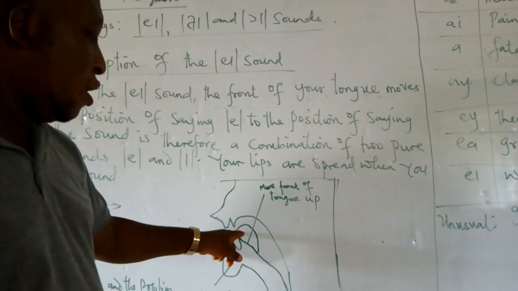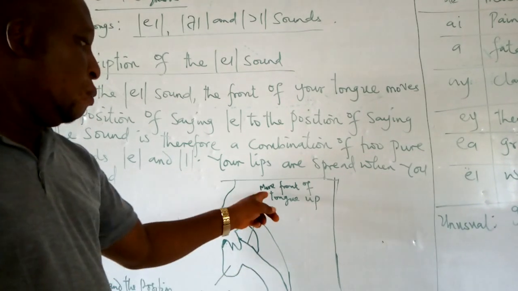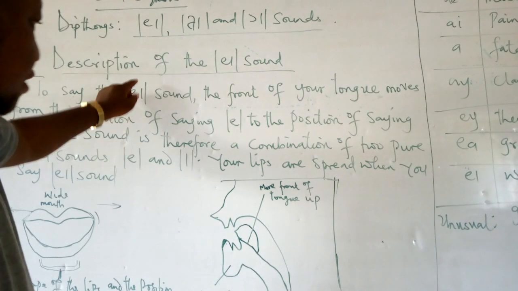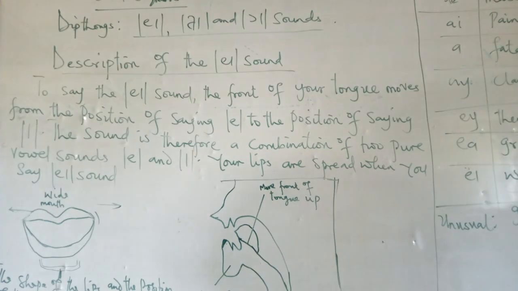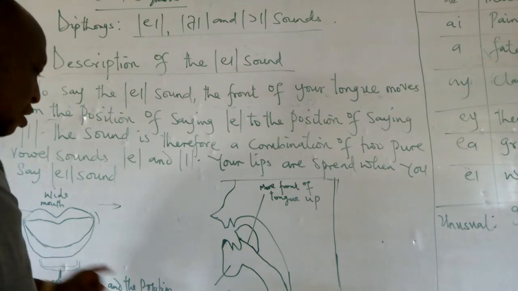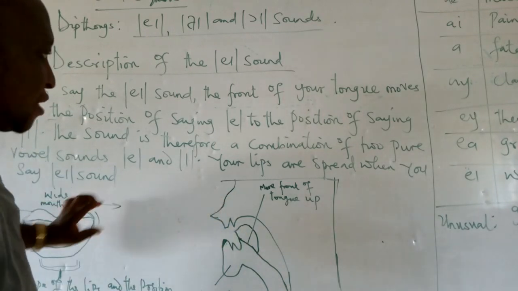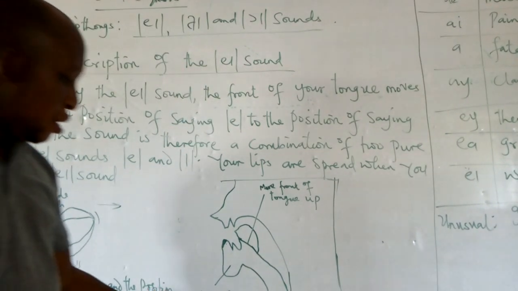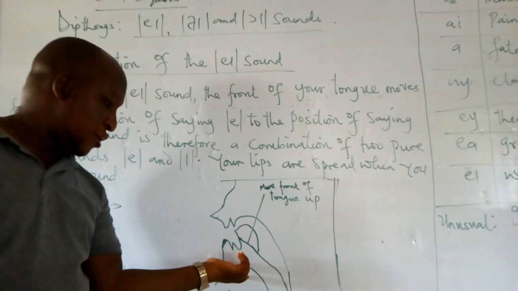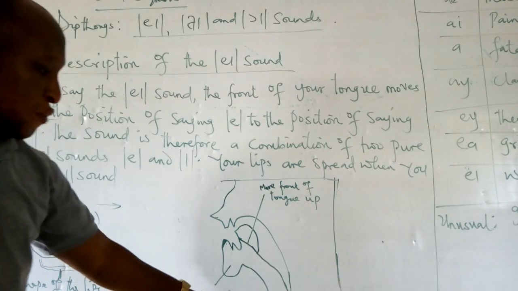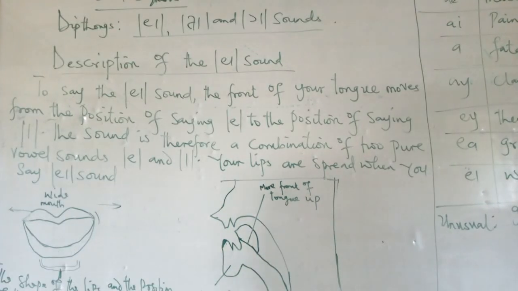So, for the tongue and the mouth, this is the position it takes. The front of the tongue is moved up when you articulate the A sound. This is the shape of the lips and the position of the tongue when you are articulating the A sound. Now we discover the position that the jaw takes. The jaw moves up when you are articulating it.